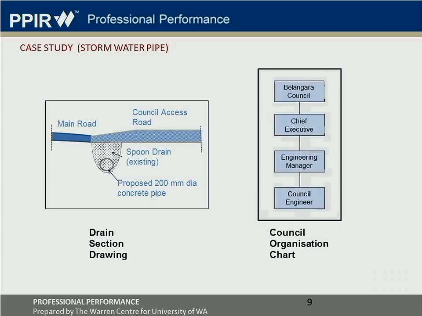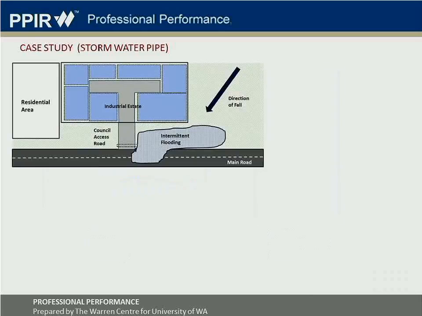And this is the council organisation chart. So we've got the council, the chief executive, the engineering manager who gave you the task, and then the council engineer who's you. Okay, so we're going to apply the professional performance framework. I'm going to hand out the framework.